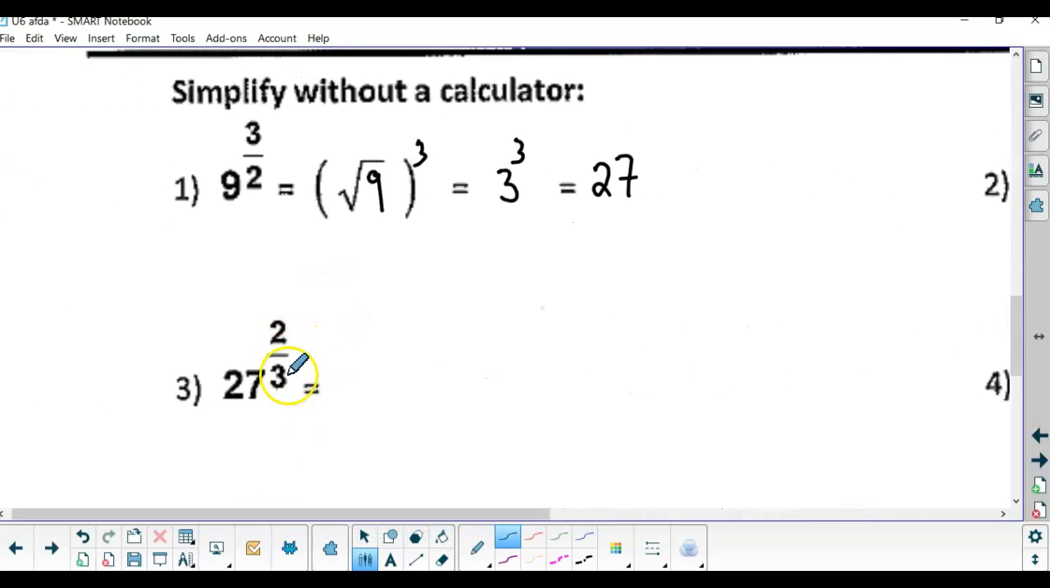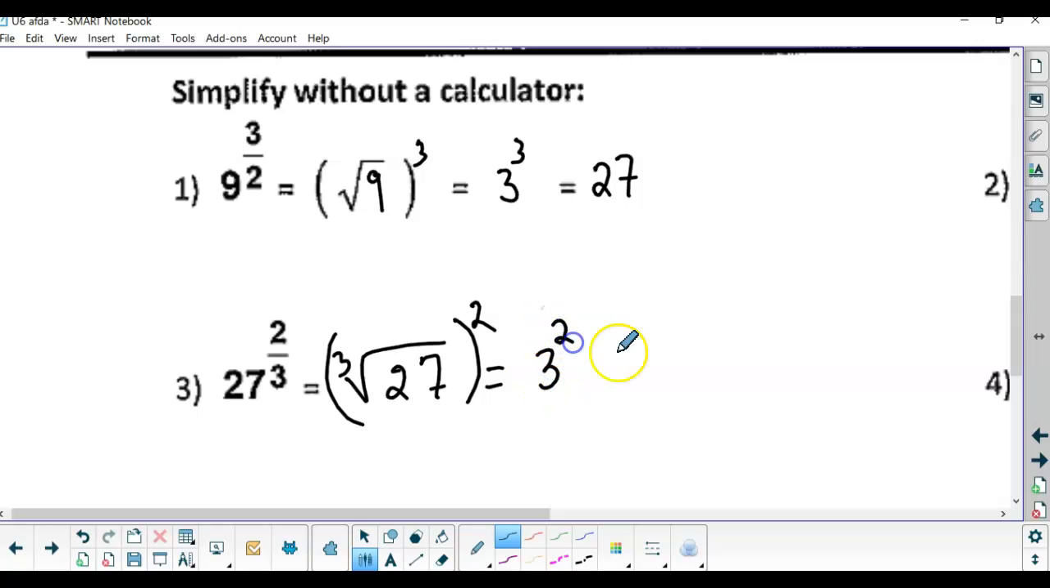All right. Now this one, base 27. I'm going to take the cube root of 27 and then square it. Cube root of 27 is 3. And then we have to square it. That's just going to give us 9.